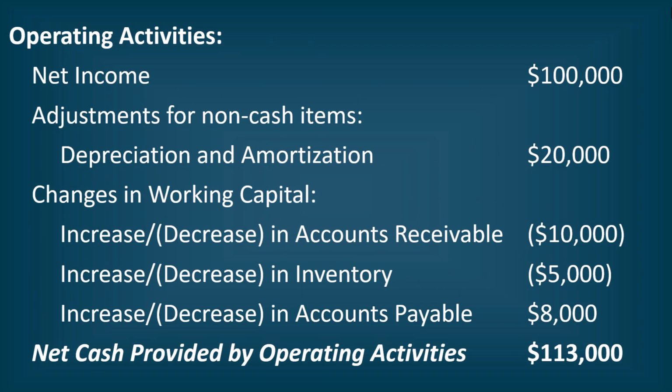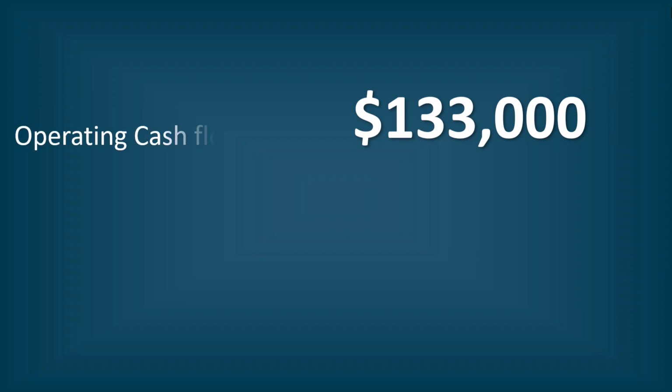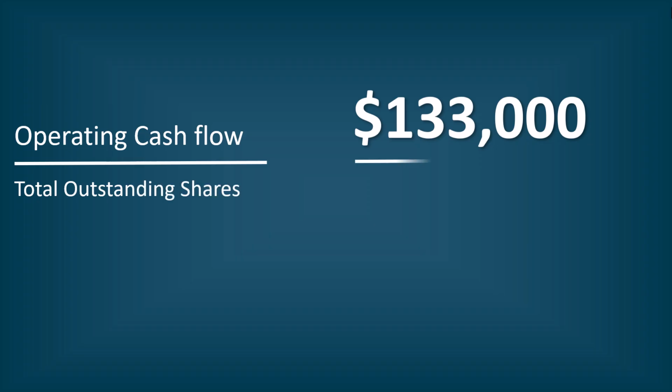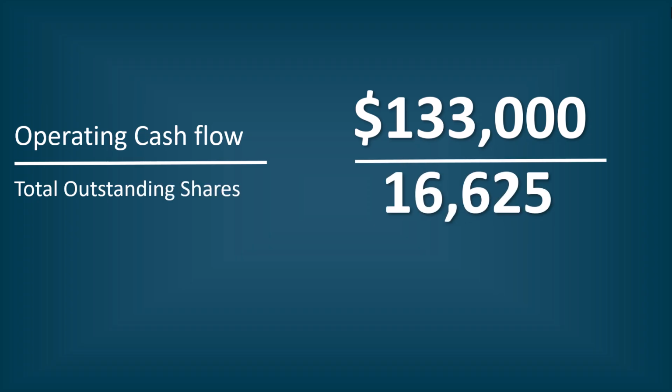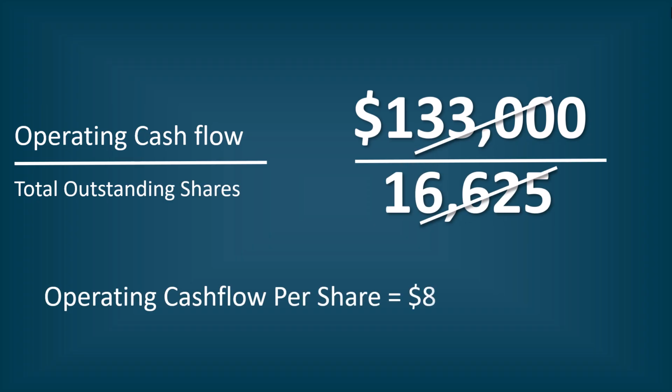Operating activities are the activities that run the company's basic operations, the day-to-day business that generates cash. So, we take the net cash provided by operating activities from the cash flow statement, then we divide that amount by the total number of shares outstanding to get operating cash flow per share.